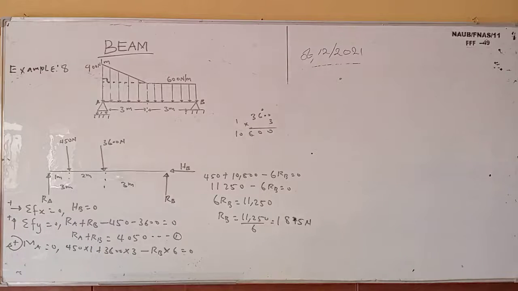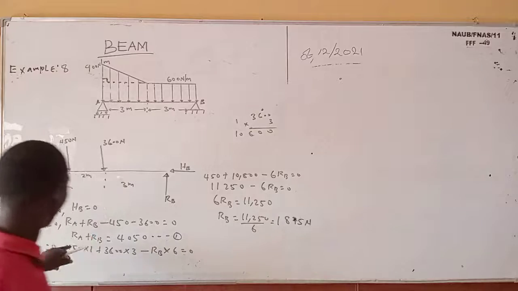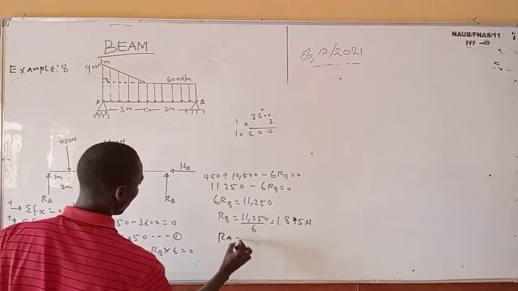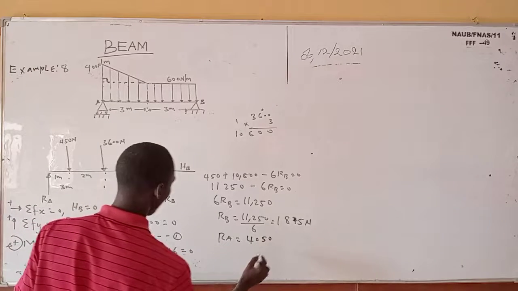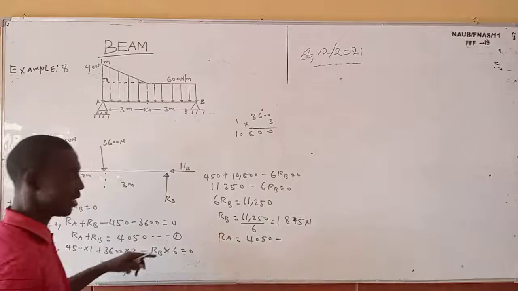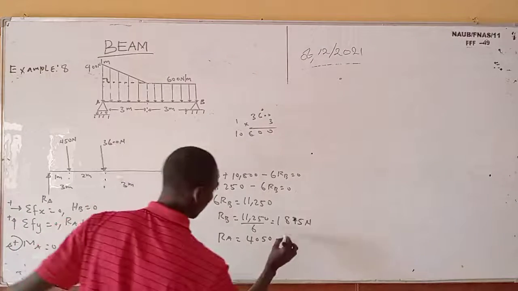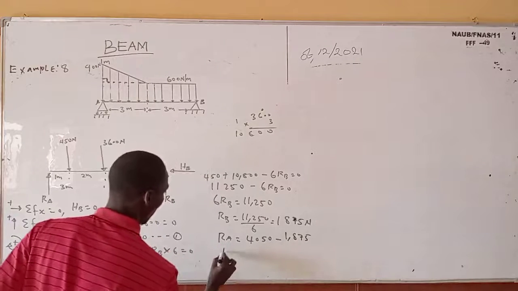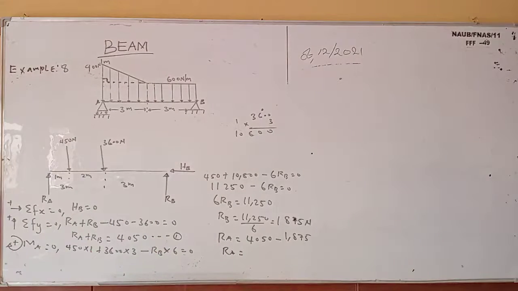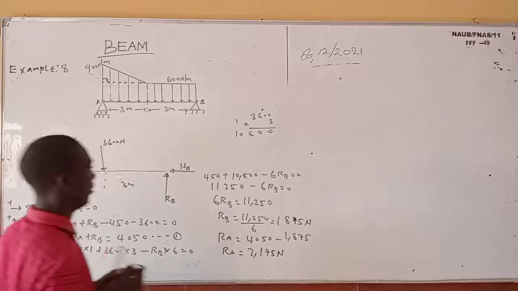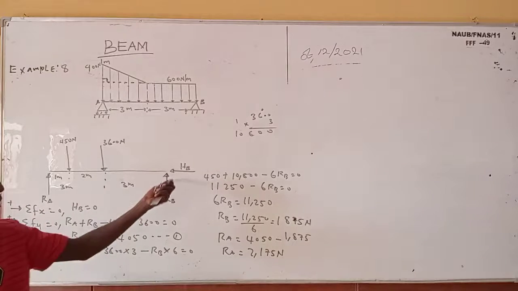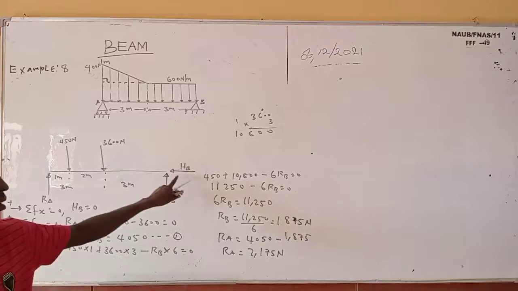Yes, of course, we can get our ROA from this equation 1. ROA will be equal to, this ROA will cross to this side, which will be 4,050 minus ROB. And our ROB is 1,875. So ROA will be equal to 4,050 minus 1,875, which is nothing but 2,175 Newton. So don't forget they can equally ask you to calculate your resultants and your angle of inclination.